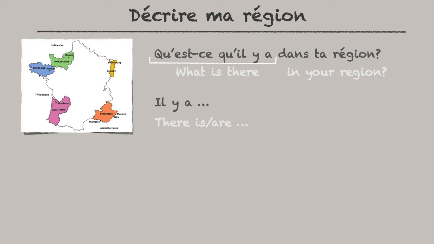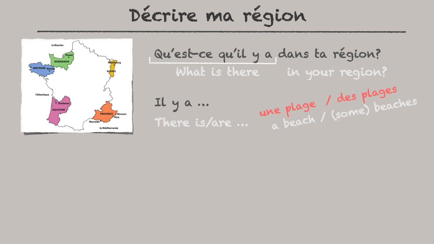Il y a, let's say, a beach or some beaches. Il y a une plage, des plages. So in English, you can leave out the some, there are beaches. But in French, you need to include it in there. So il y a une plage, there is a beach. Il y a des plages, there are some beaches.